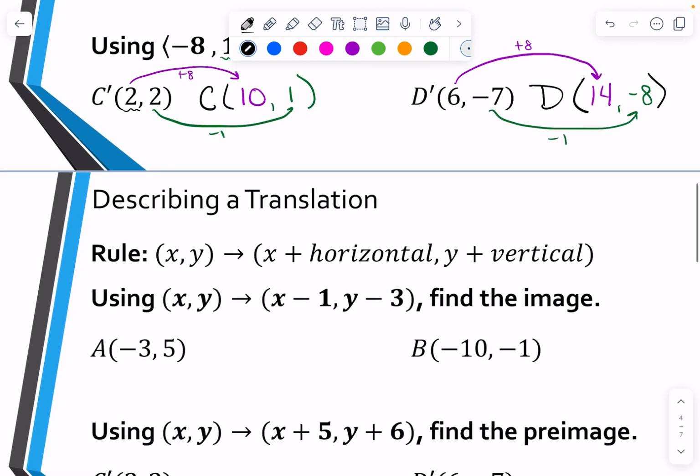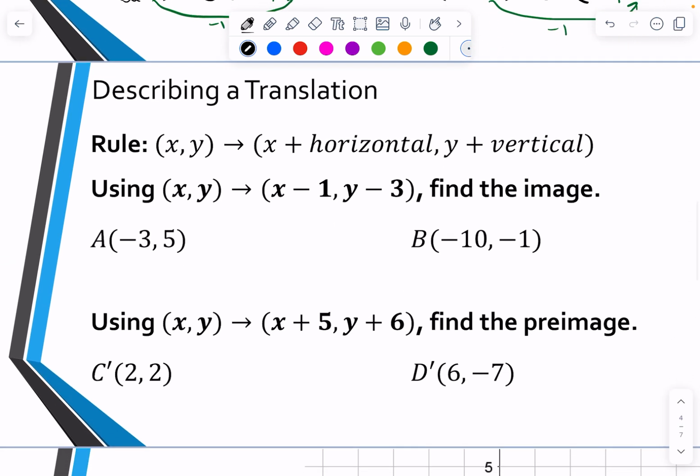Another way that we can do this is by writing a rule. Now, personally, I think the rule is even a little more obvious than the component form. So the rule will tell you where you're starting. So for example, here we are starting at x and y. And then it will tell me how I'm impacting x, so it'll say x plus or minus a number. And then it will say how I'm impacting y, plus or minus a number. And then literally you just do that math to it.